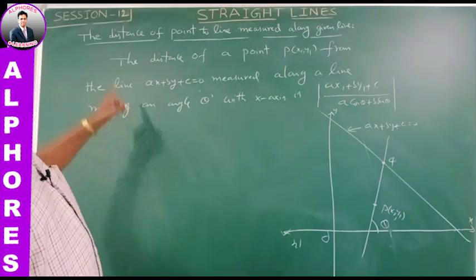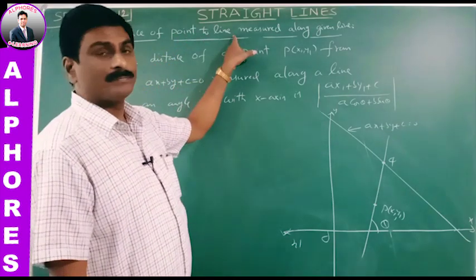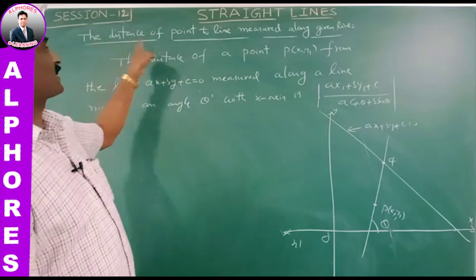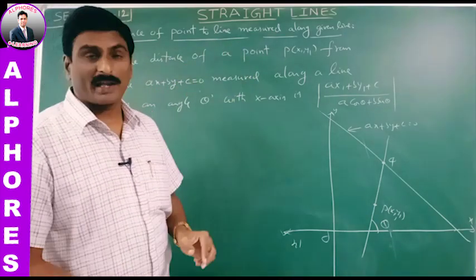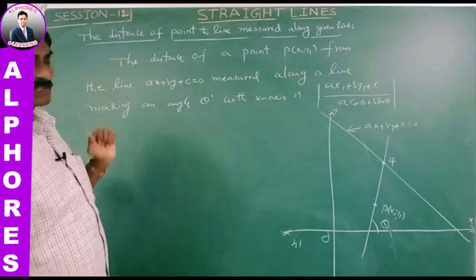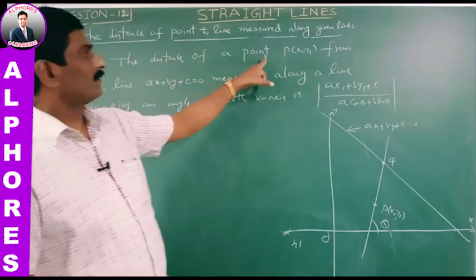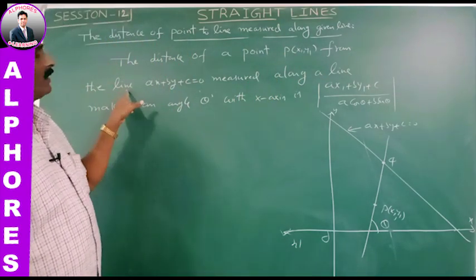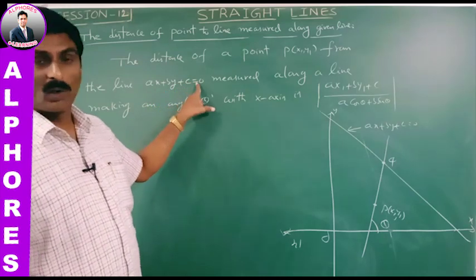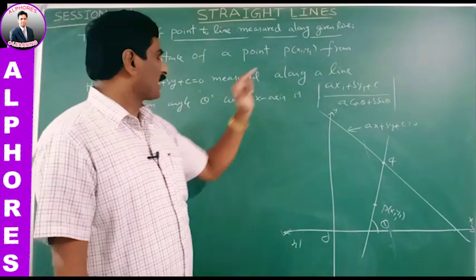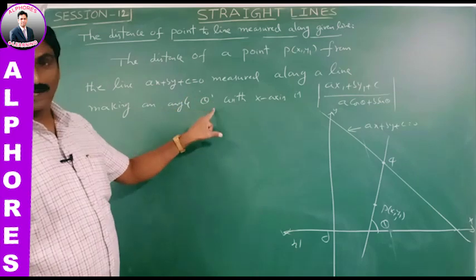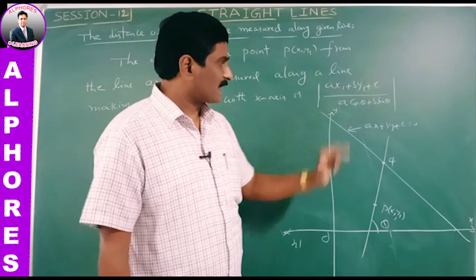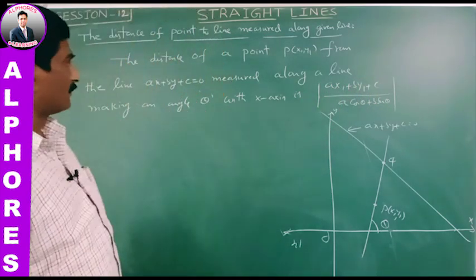Next, the distance of a point to a line measured along a given line. Please note this point. Please write the statement. The distance of a point P(x1, y1) from the line ax plus by plus c is equal to 0, measured along a line making an angle theta with x-axis, is mod ax1 plus by1 plus c by a cos theta plus b sin theta.